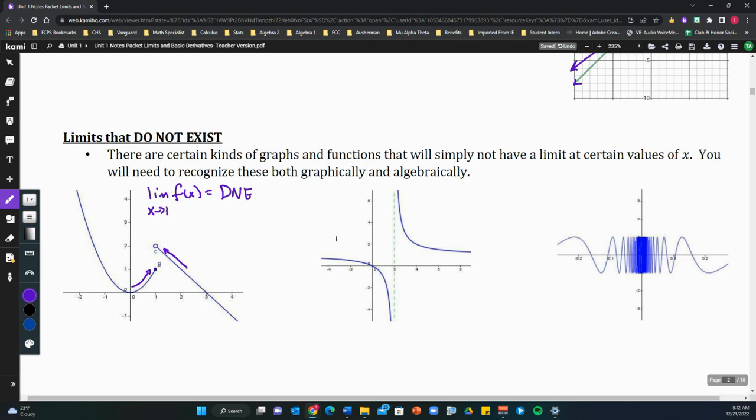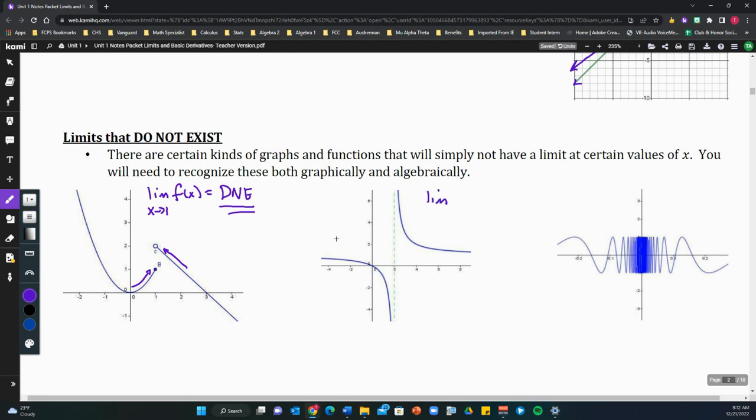So we refer to this as a break in the graph, or maybe a break discontinuity. Anytime that you see 2 completely disconnected pieces approaching different values on either side of a particular value of x, then the limit of that function at that particular value of x does not exist.